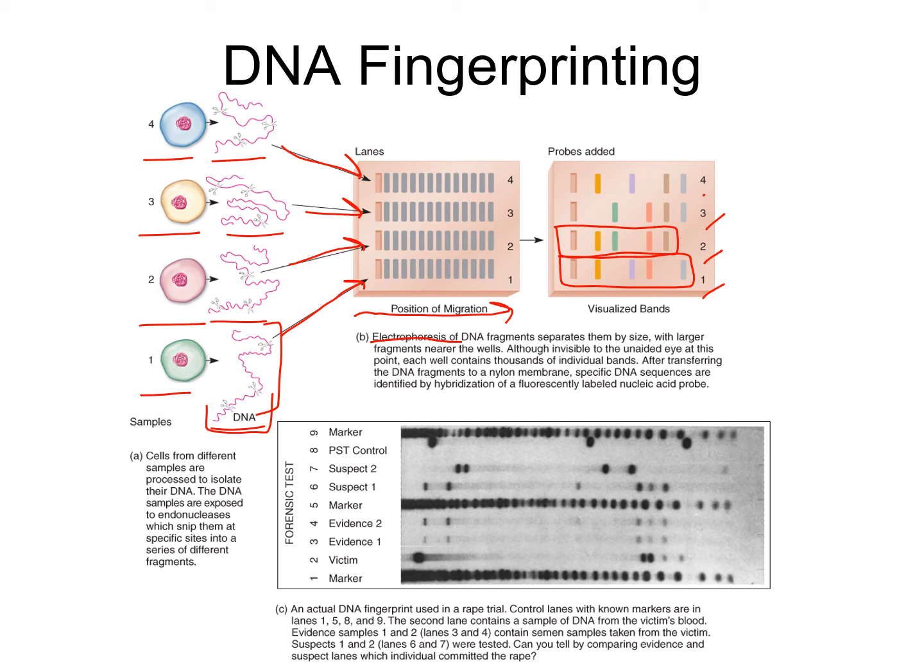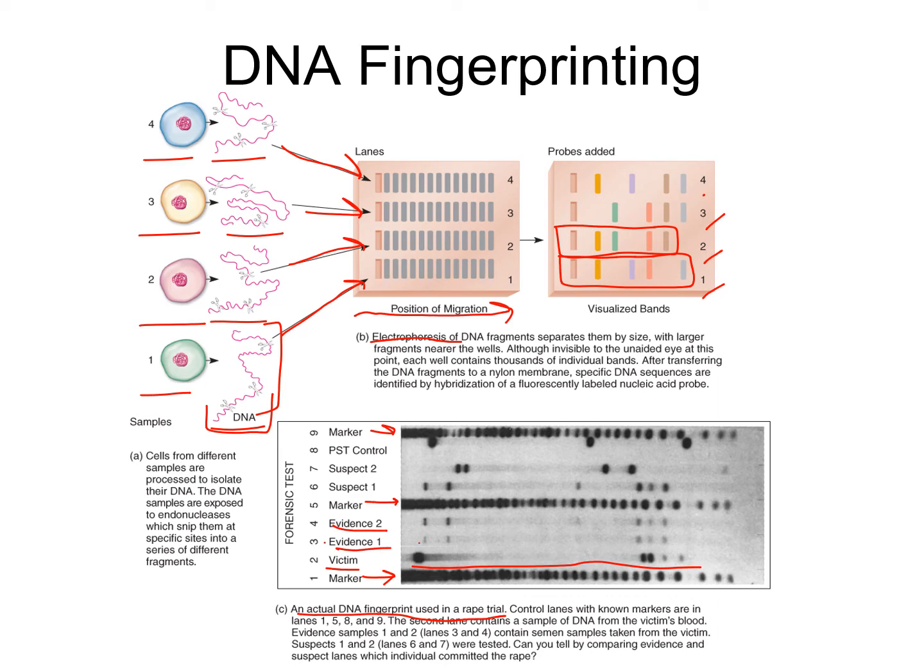And this is an actual DNA fingerprinting gel from a rape case. And here you have markers. Just want to point out the markers. They're just samples of DNA of known size. And you just add the markers to make sure the electrophoresis is running correctly. But here you have the victim's DNA. So this is the victim's DNA profile or DNA fingerprint. Then you have DNA from evidence 1 and DNA from evidence 2.